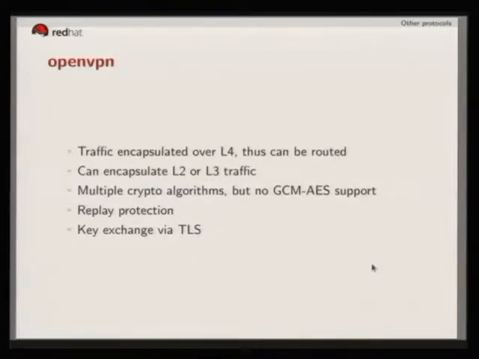Since we're talking about VPNs, there's OpenVPN. It's only going to protect your layer 4 payload. All traffic is encapsulated over layer 4, so it can also be routed. You can choose as an administrator whether it's going to encapsulate the L2 or L3 traffic. OpenVPN supports multiple crypto algorithms, but not GCM AES.